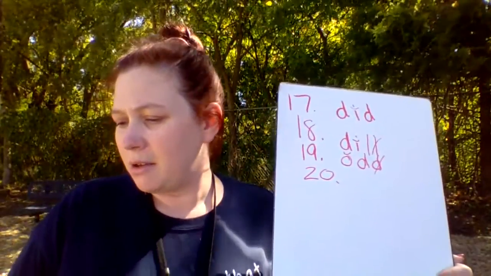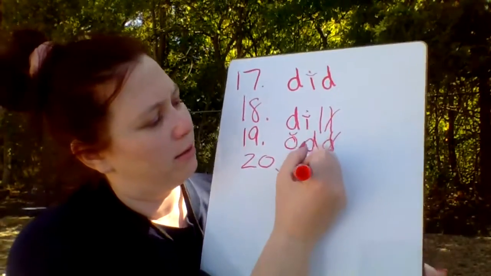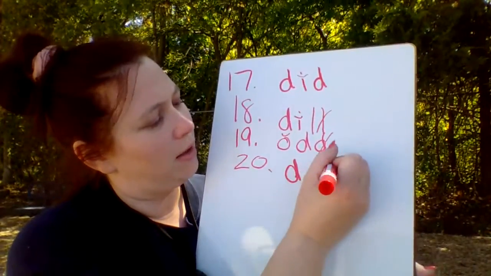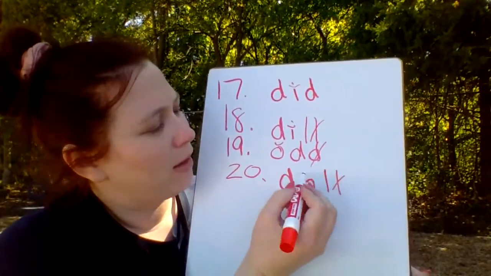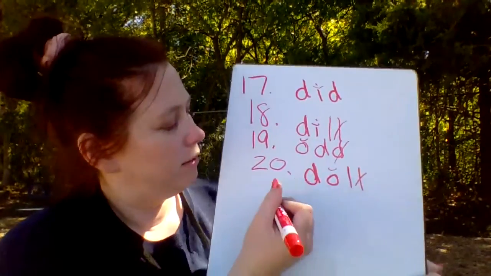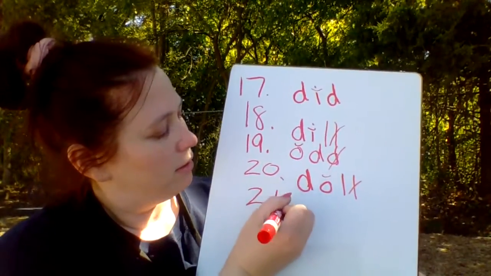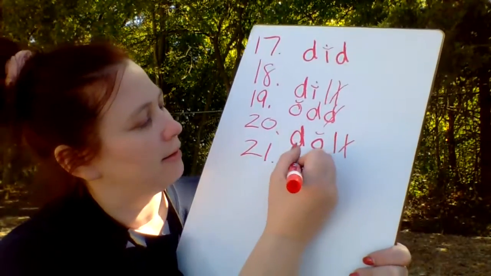Next, we have doll. Doll. Again, that double consonant. We're going to just cross off the second one. We have vowel consonant. It gets the breve. D, O, L. Doll. Number 21. Dots.